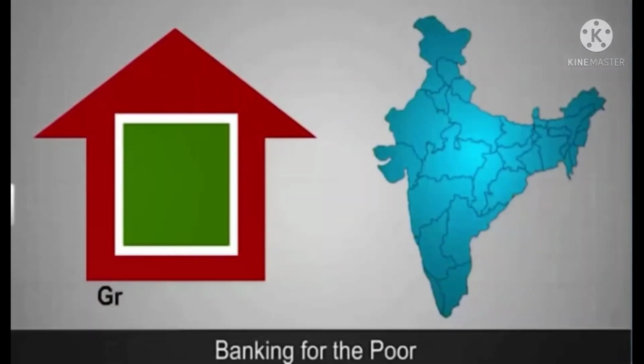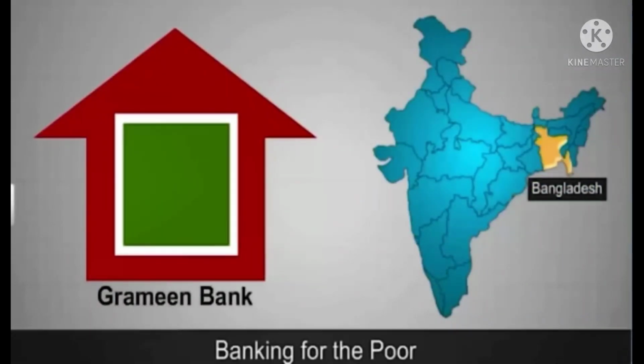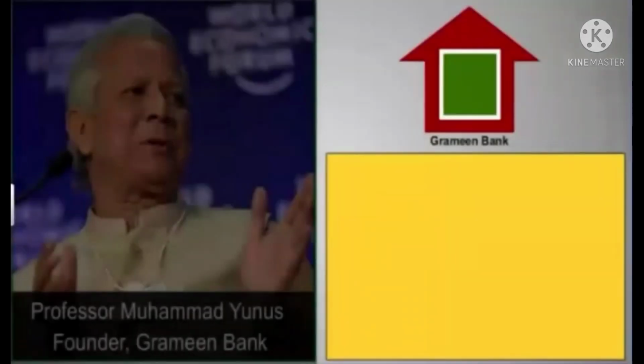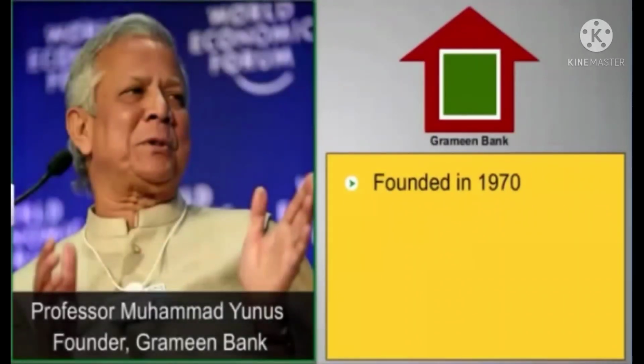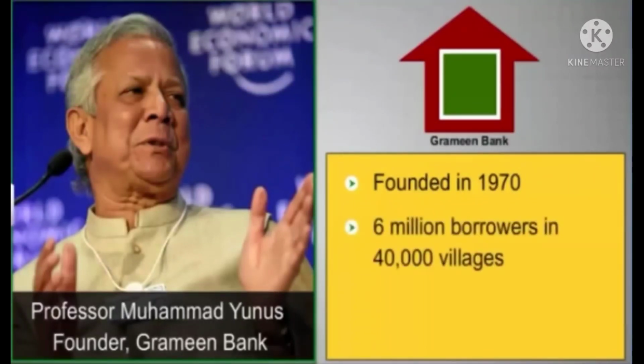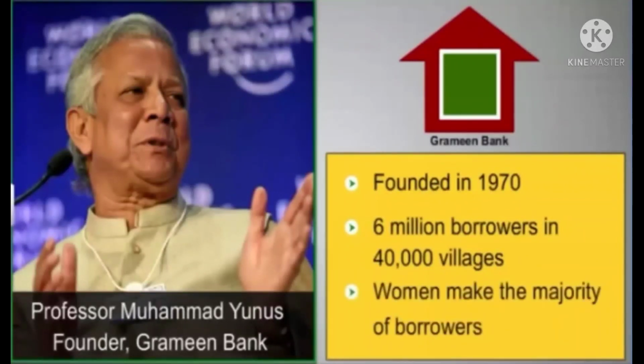The Grameen Bank of Bangladesh is a brilliant example of meeting the credit needs of the poor at affordable rates. The Grameen Bank was founded in 1970 as a small personal project by Professor Muhammad Yunus. The bank now has 6 million borrowers, a majority of them women, in 40,000 villages.